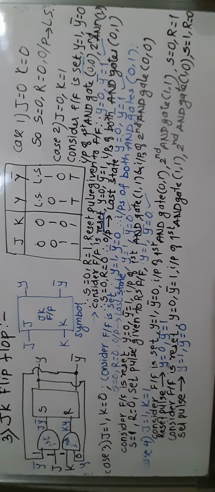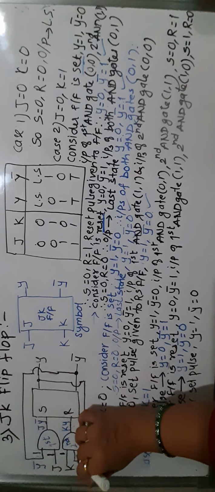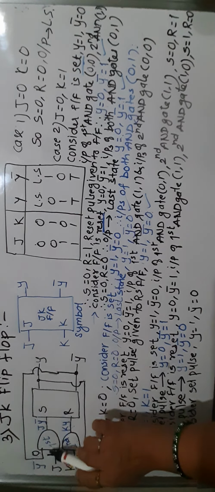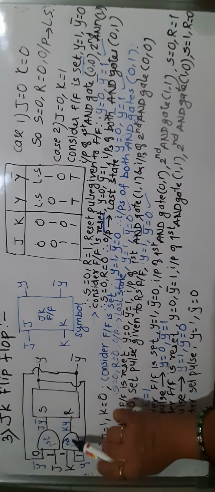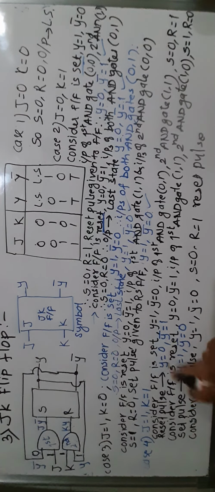Set pulse is given, means Y is 1, Y bar is 0. Again, as it is 0 1, S will be 0; here 1 1, R will be 1. So S will be 0, R will be 1. So again, reset pulse, and due to the reset pulse the flip flop will reset. So Y will become 0 and Y bar will be 1.